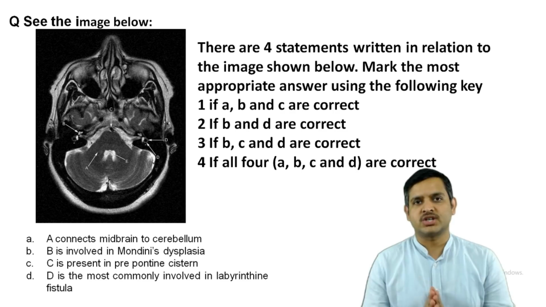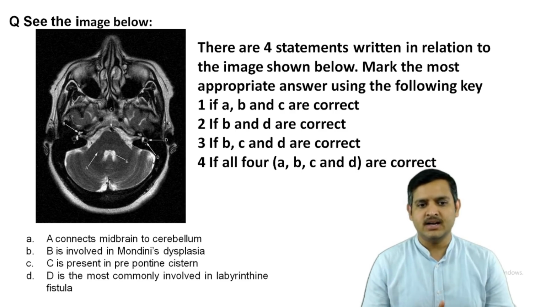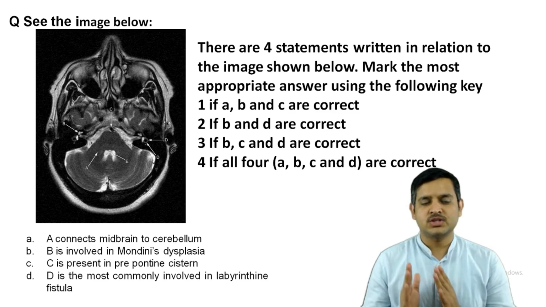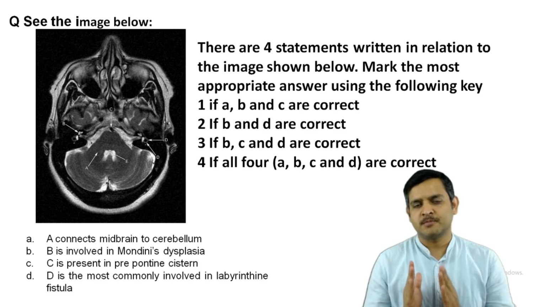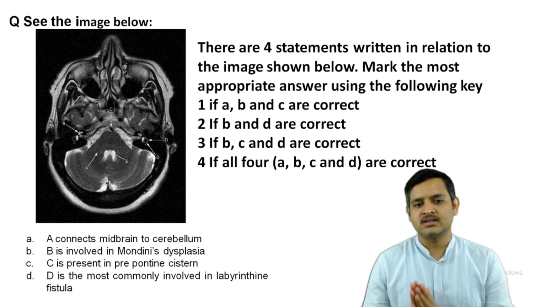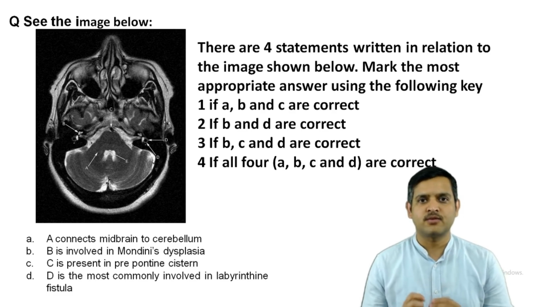Now, if you see, structure A is the middle cerebellar peduncle. B is the cochlea. C structure is the basilar artery. D is the lateral semicircular canal, and E is the fourth ventricle.